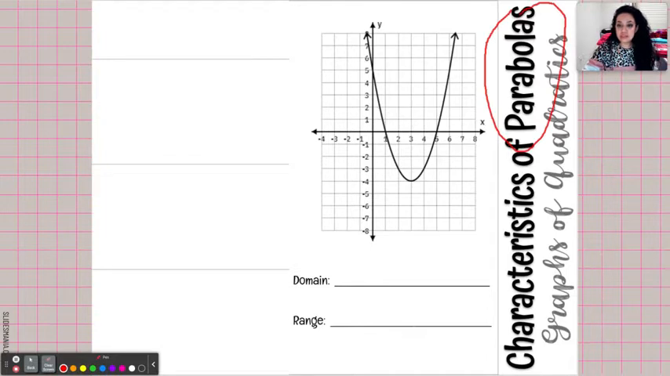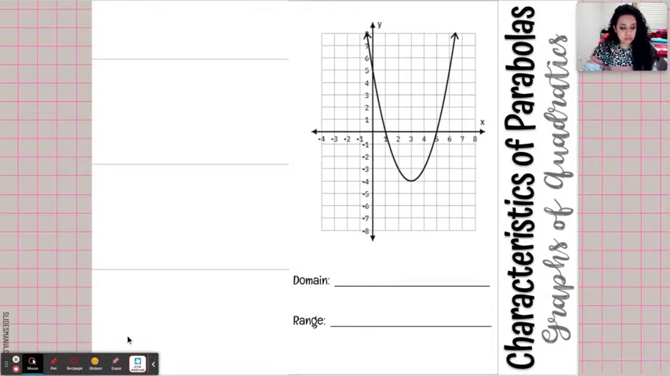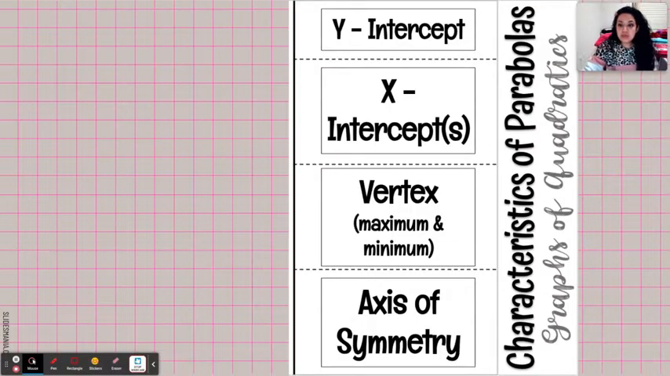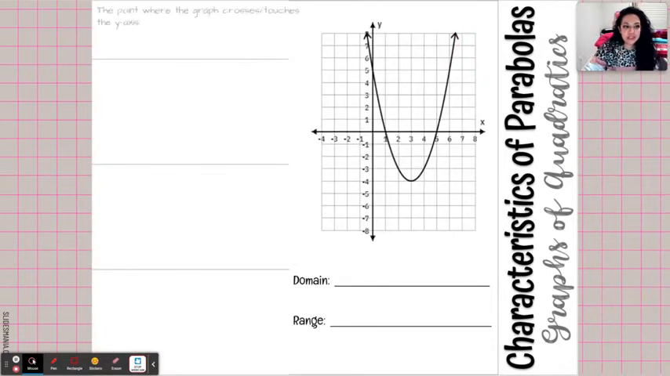A parabola is just this U shape that we make whenever we graph a quadratic. And a quadratic is ax squared plus bx plus c. All right, so we're going to start by talking about the y-intercept. And the y-intercept should not be a new concept. The y-intercept is just the point where the graph crosses or touches the y-axis. And as a reminder, the vertical line is your y-axis.